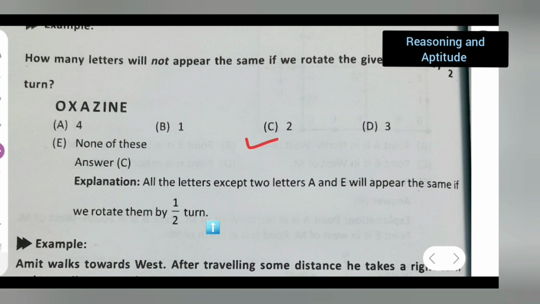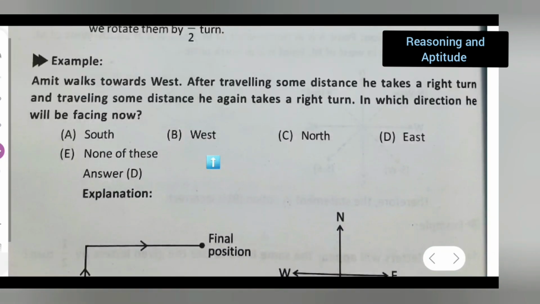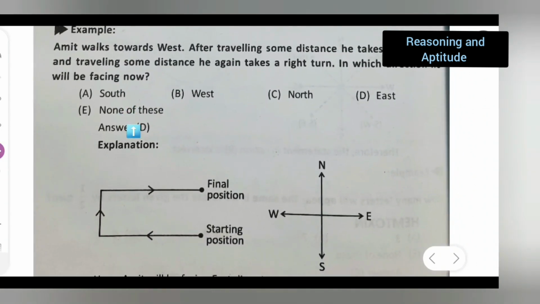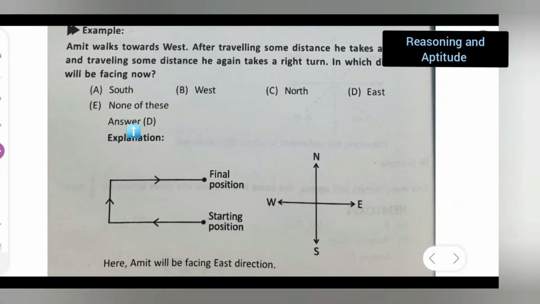Okay, next moving towards the next example. Amit walks towards west. After traveling some distance, he takes a right turn, and after traveling some distance, he again takes a right turn. In which direction will he be facing now? Some options are given to you all, right? The explanation part I also gave you all already. Here let me write down, option D is the correct option. Why option D is the correct option?